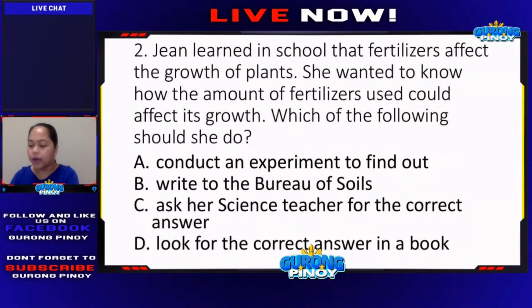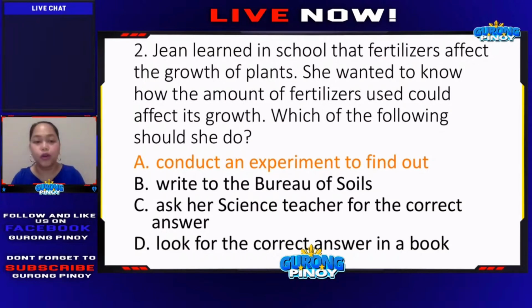All right, now many of you are answering letter A. So going back to our question here, she learned in school that fertilizers affect the growth of plants. Now she wanted to find out how the amount of fertilizers used could affect its growth. Okay, so she actually has a scientific question: how does the amount of fertilizers used affect the growth of plants? And so the correct answer here for her to find out would be letter A, to conduct an experiment to find out, and that is the correct answer.